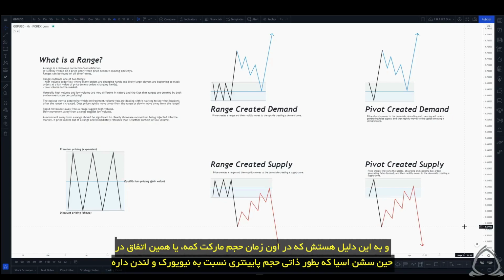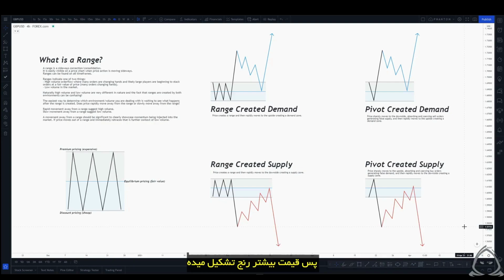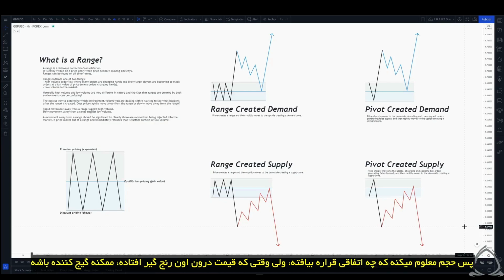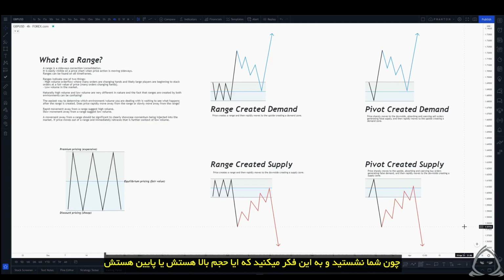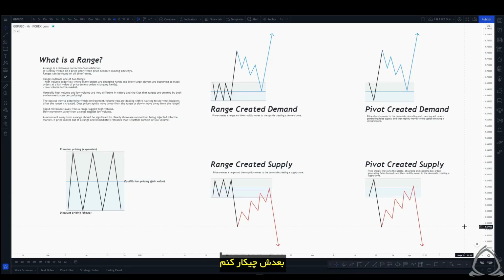Or same thing throughout the entire Asian session compared to, say, London or New York session, the volume is inherently lower, therefore price tends to range more. So the volume dictates what's actually going to happen, but it can be confusing when price is stuck within that range because you're sitting there wondering, is it low volume or is it high volume? What do I do next?